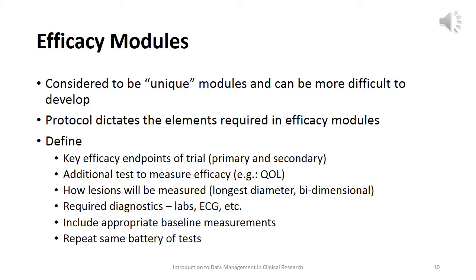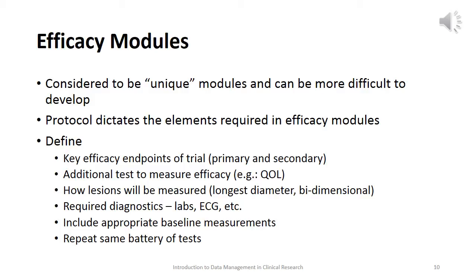So a couple of these might include key efficacy endpoints for the trial, both primary and secondary. We may have additional test measures that would apply to efficacy, such as the patient's response to a quality of life survey or some quality of life questions. We also may collect data on how lesions will be measured, whether they're the longest diameter or bi-dimensional. Regardless of how we're going to do that, we'll probably have some information about that.